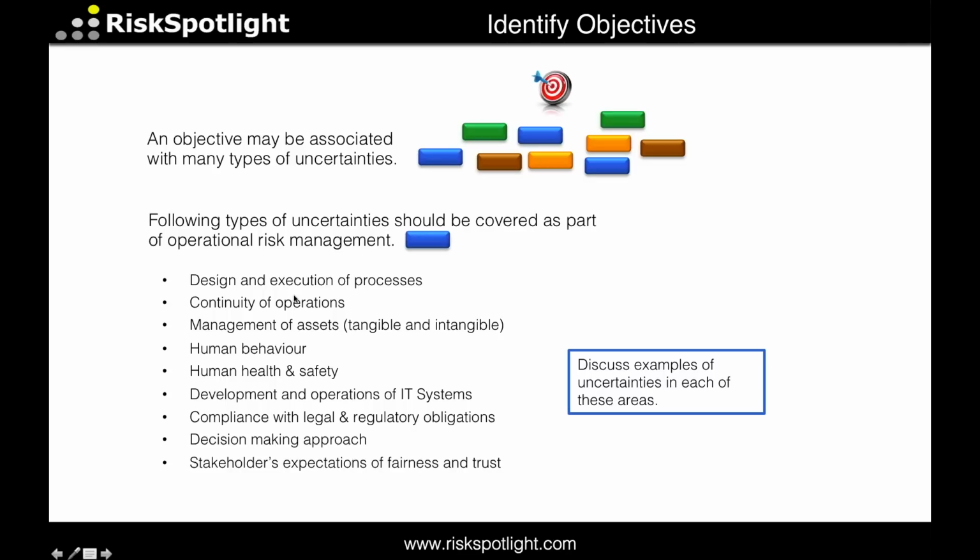Can you post some examples of uncertainties where, if we design the process in a certain way, or if it is executed in a certain way, it could influence our objective? Let's see if we can get some examples before I share mine. We're looking at uncertainties, things which could happen in the future, and if they were to happen, they may have consequences, and those consequences will have an impact on our objective. Poonam has said, second person check.